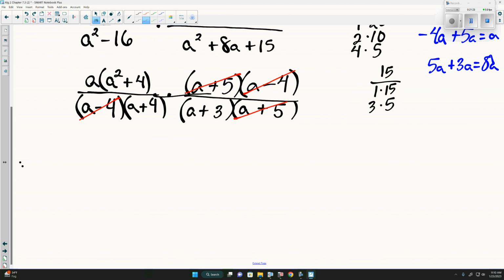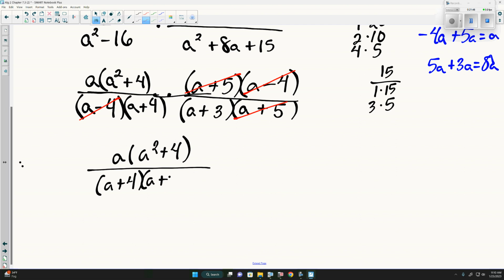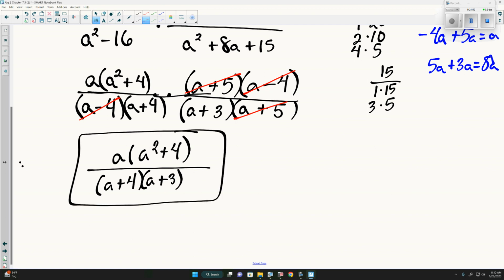And we actually can't factor a squared plus 4 because we don't have a sum of perfect squares. So it's as simplified as it gets. And since the a's have different values, we can't simplify that down. So the numerator is left as a times a squared plus 4. And the denominator is now a plus 4 times a plus 3. And that's it.